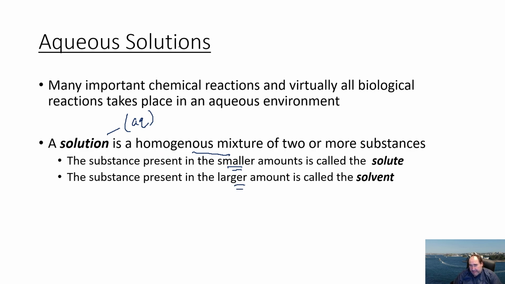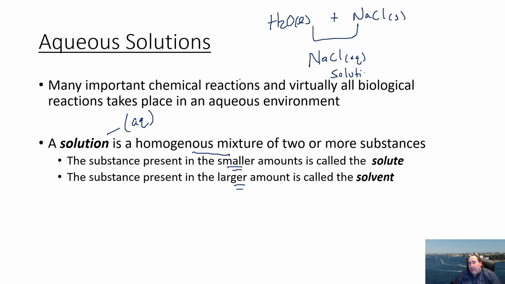So earlier, we looked at the idea that water by itself is a pure liquid. And if you take water and put some solid sodium chloride in there, that salt is going to dissolve in the water, and that will give us a sodium chloride solution, which will get the aqueous symbol here, and that is a solution. In this particular case, our solvent would be the water, and our solute would be the sodium chloride.